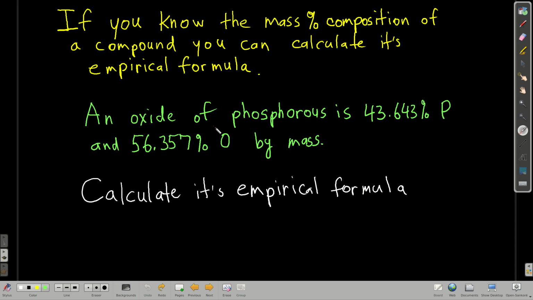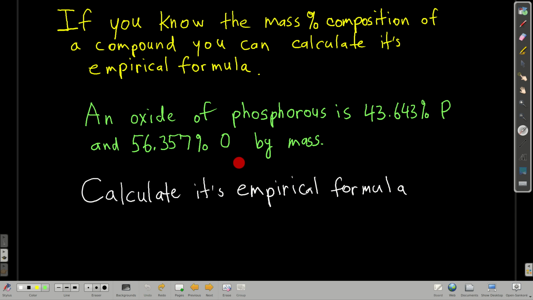Now, we can calculate the empirical formula if we know the mass percent composition. And you know what a mass percent composition is now. For example, let's say that we have an oxide of phosphorus. That means it just contains phosphorus and oxygen. And it's this percent phosphorus and this percent oxygen by mass. We can calculate its empirical formula.